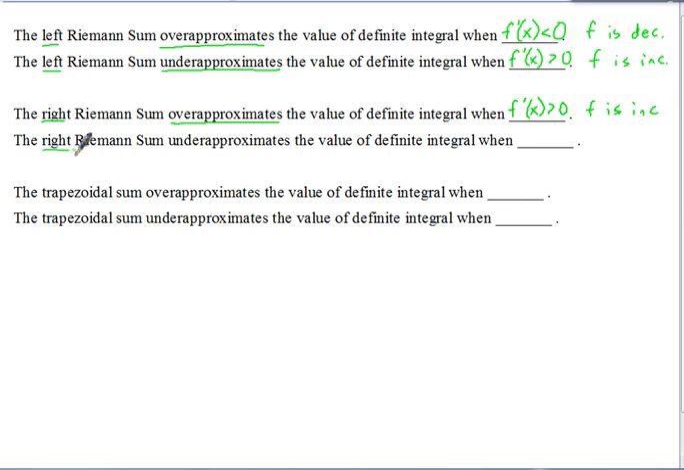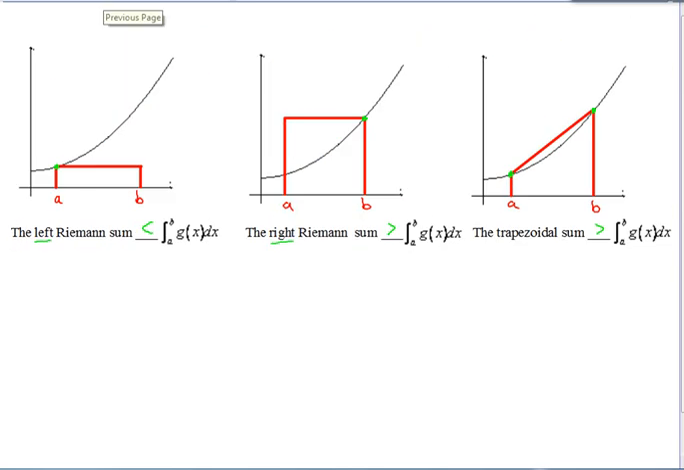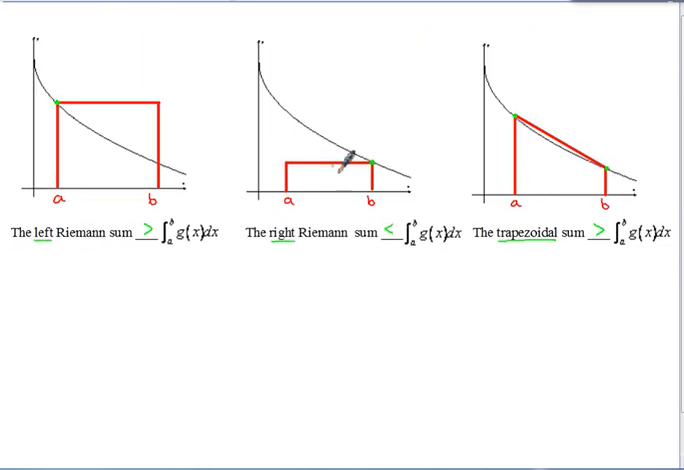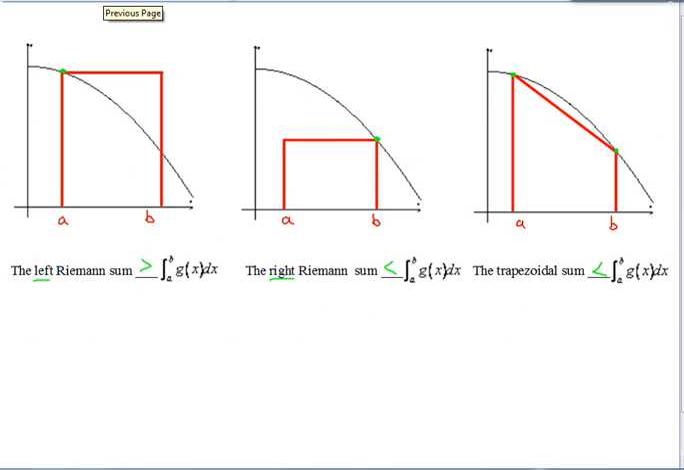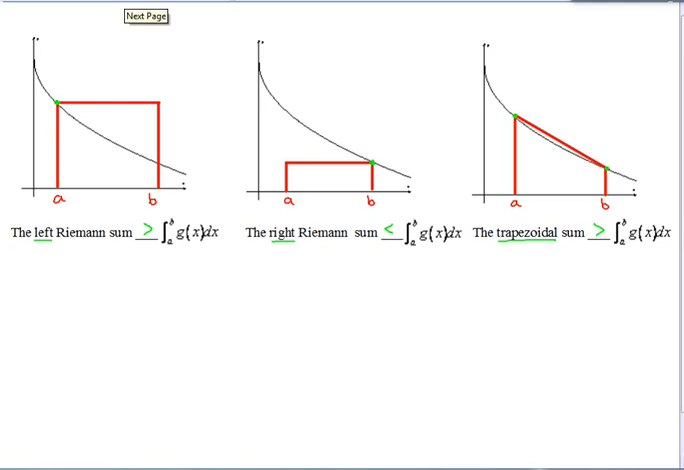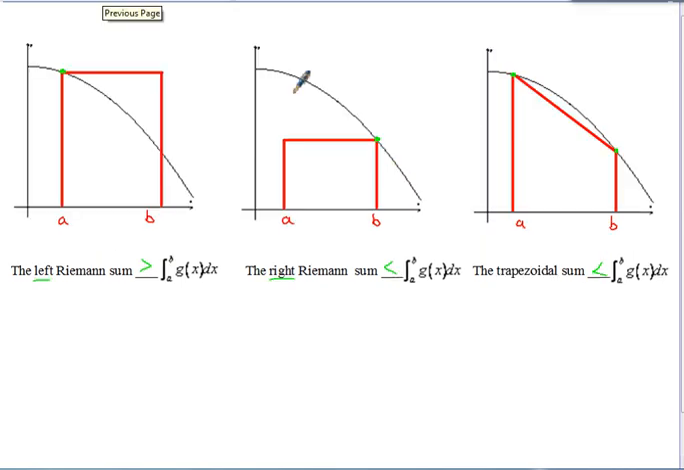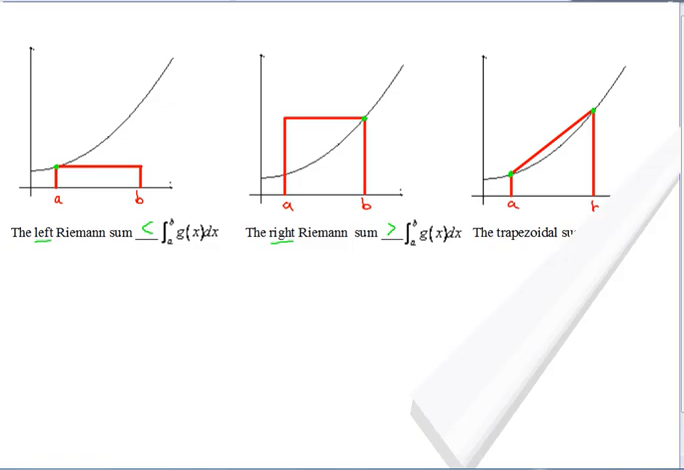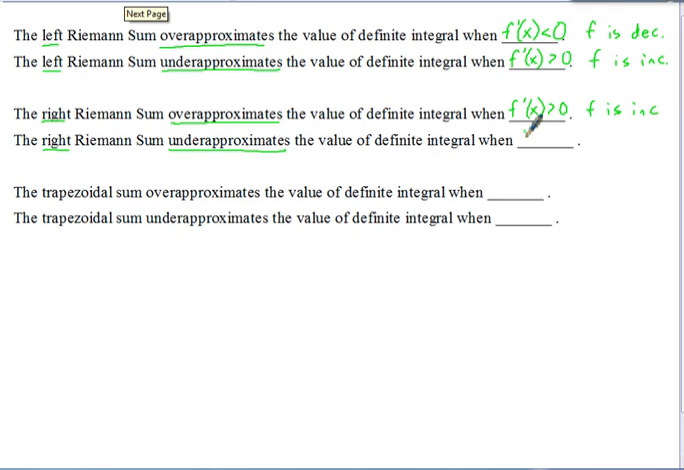And when did the right Riemann sum under approximate? Well, that was on the third graph here and the second graph. And what do these two graphs have in common? Well, again, on both of these, the function is decreasing, which is caused by the first derivative being negative or less than 0. So f prime of x is less than 0, and f is decreasing. So notice it's reversed for the left and right Riemann sums based on its increasing or decreasing.